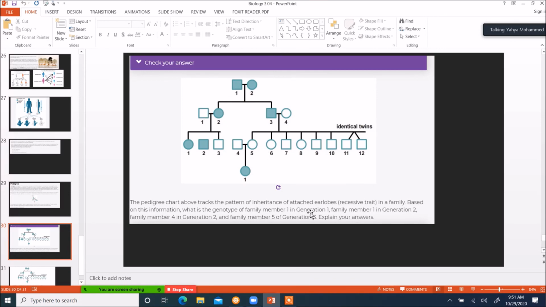All right. Let's go to family member 4 in generation 2. So Yusuf, family member 4, generation 2. This is a trick one, brother. So family member 4 of generation 2, most likely, has both capital R, because none of them are receiving anything. So this one is gonna be both capital.